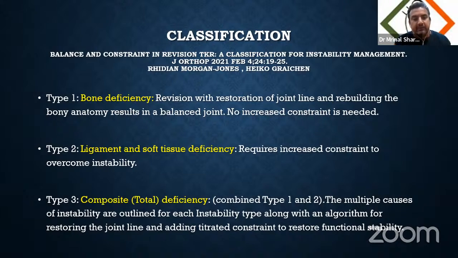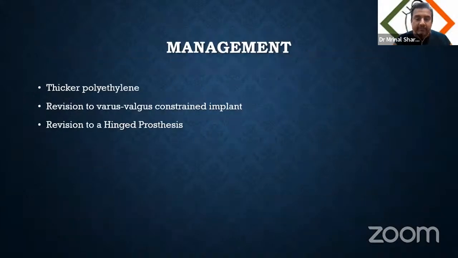So I was expecting a type 3 in this patient, and the management could have been probably a thicker poly if the implants were not loose, and revision to a varus-valgus constraint or a TC3, and obviously keeping a hinged prosthesis in hand.